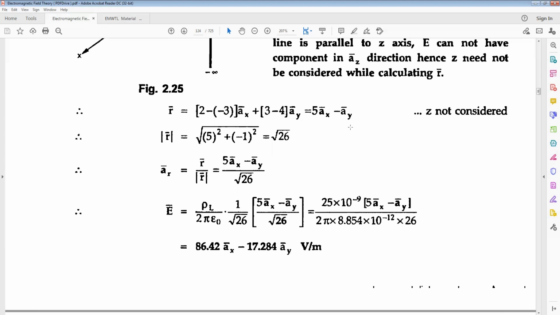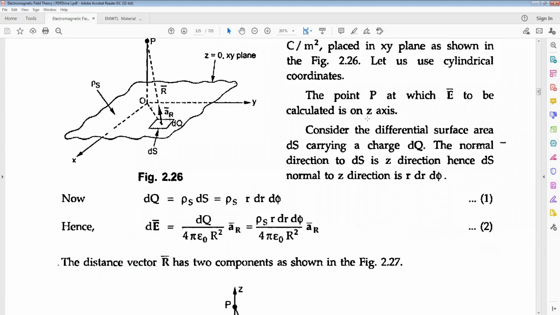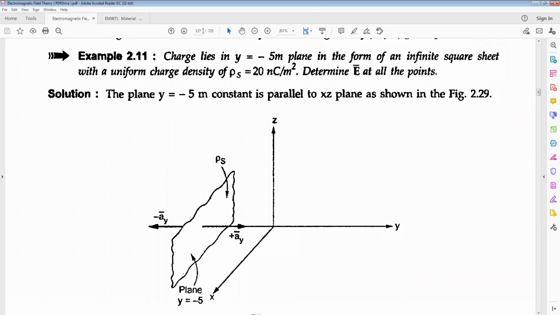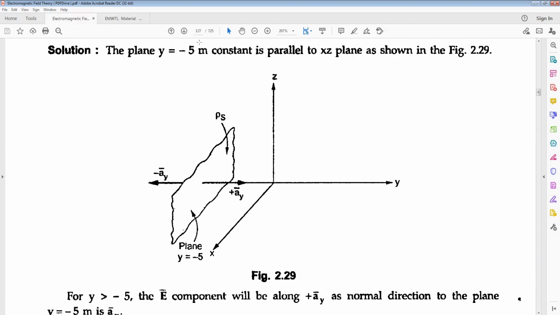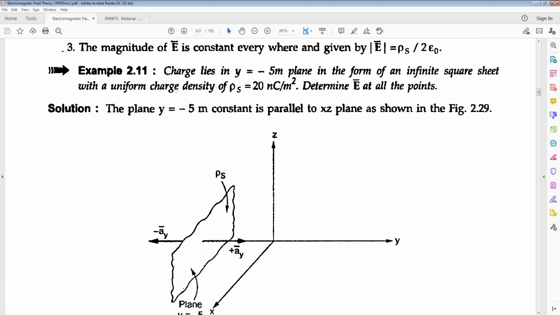The next one. The charge lies in the y equal to minus 5 meters plane in the form of an infinite square sheet with uniform charge density rho s equal to 20 nanocoulomb per meter square. Determine the E bar at all points.